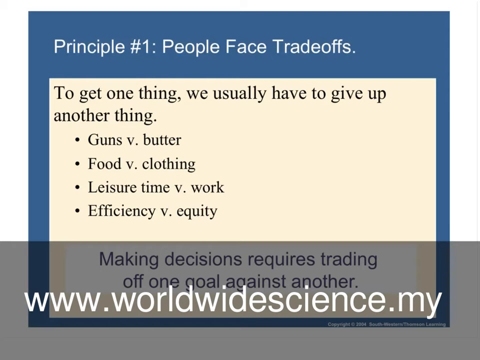So to get one thing, we usually have to give up another thing. We just discussed that. We have a scarcity, and scarcity means we have limited resources. And limited resources means when we get something, we are losing something. So it's like an equation. So guns versus butter, food versus clothing, leisure time versus work, efficiency versus equity. Making decisions requires trading off one goal against another. This is a very important concept that I want you to understand, and it will follow us.